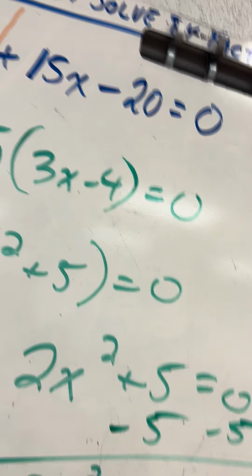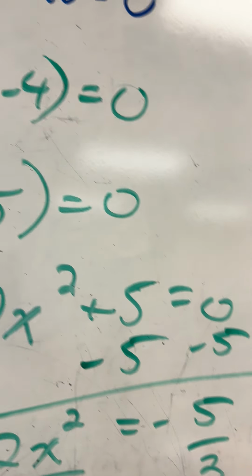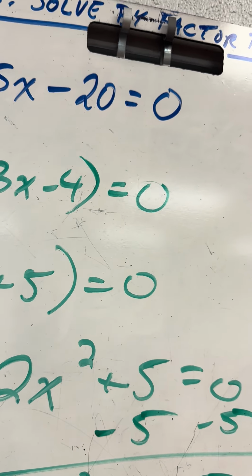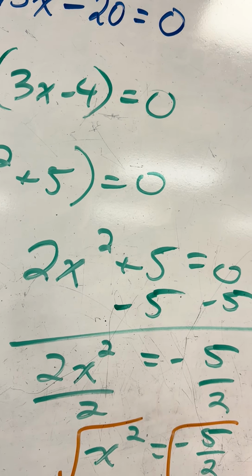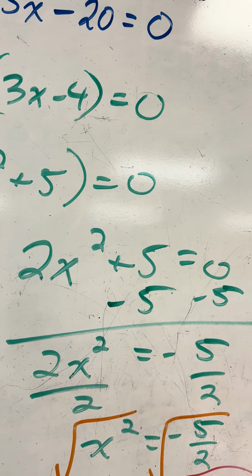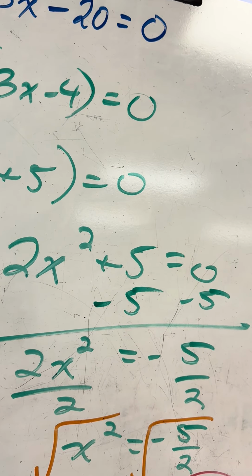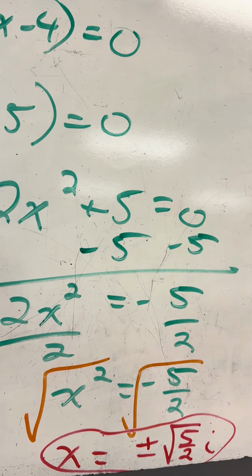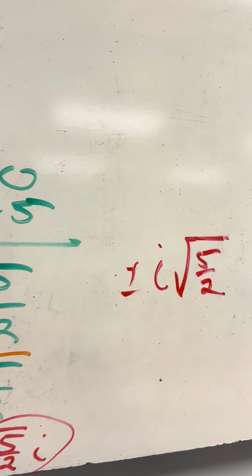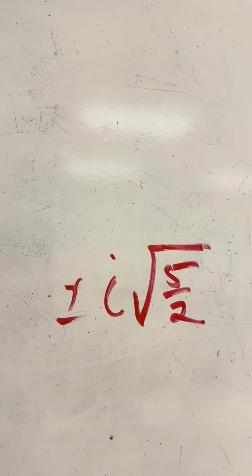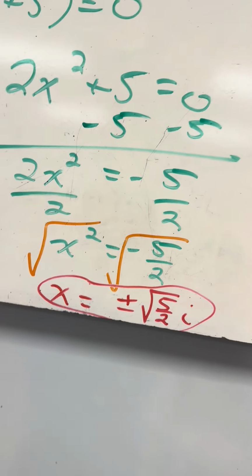Over here, you have 2x squared plus 5 equals 0, minus 5 from both sides. 2x squared equals negative 5, divide by 2. x squared equals negative 5 over 2. You've got to take the square root. You can't take the square root of a negative, so that's i. Remember i? So you're going to have plus or minus the square root of 5 over 2 times i, or i plus or minus i square root of 5 over 2, as long as you don't put the i inside the root. Okay?